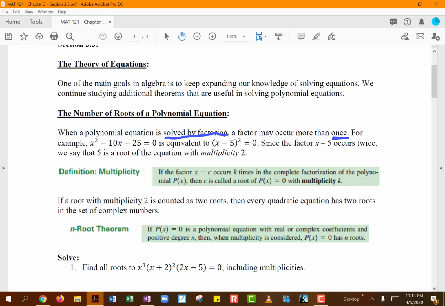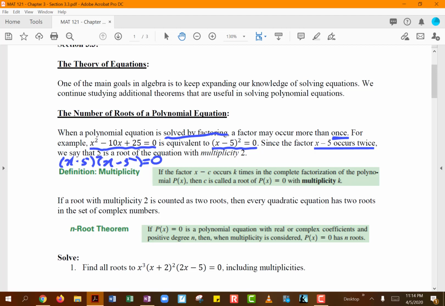Looking at this example, you've got x squared minus 10x plus 25 equal to 0. If you factor this quadratic equation, it factors into x minus 5 and x minus 5. So this x minus 5 squared basically means you have x minus 5 and x minus 5, right? That's why we're writing it to the second power. Basically, you have the same factor, x minus 5, that occurs twice.